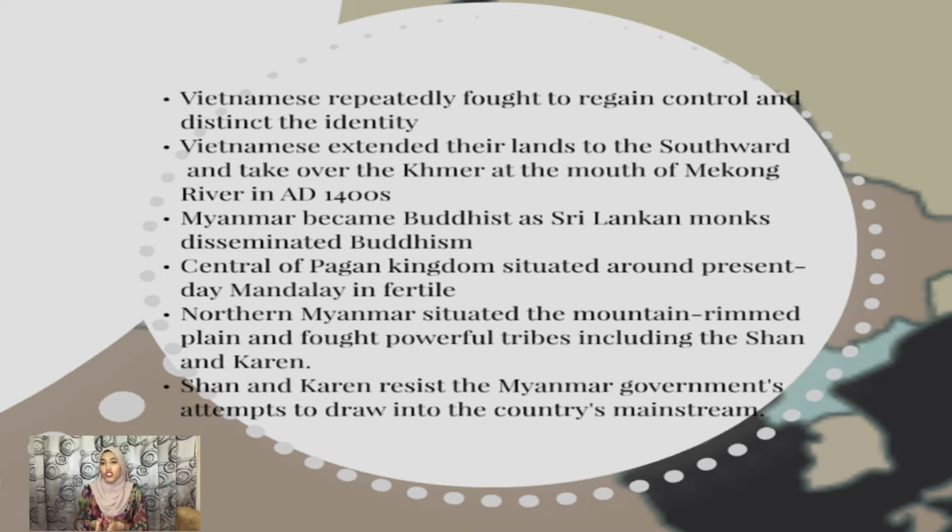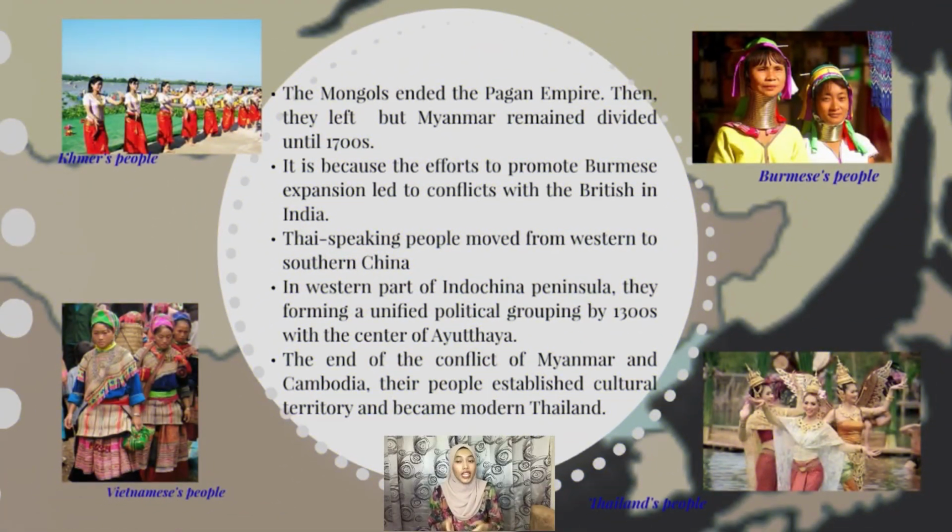Sri Lankan monks disseminated Buddhism in Myanmar, thus Myanmar became Buddhist. The central Pagan kingdom, situated around present-day Mandalay in northern Myanmar, fought powerful tribes, including the Shan and Karen, which continued to resist the Myanmar government's attempts to draw them into the country's mainstream until today. The Mongols and the Pagan Empire.